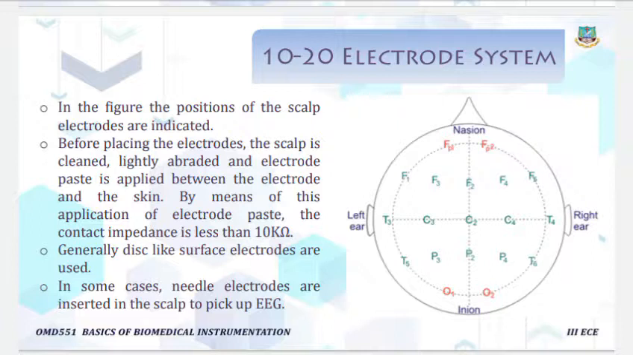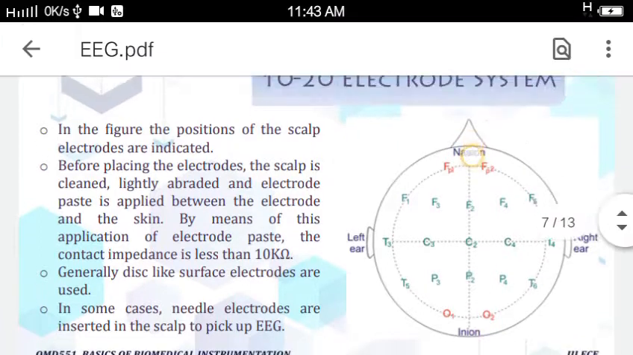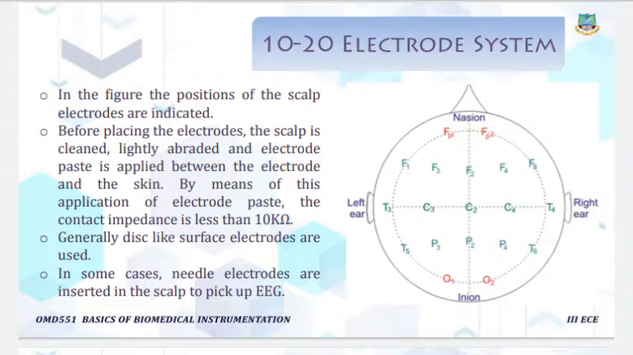Next, we have to mark the points along this nasion to inion distance. Along this distance we have to mark 10%. When we mark 10%, we get this place, then 20% distance, 20% distance, another 20% distance, then 10% distance. So these points are marked, and here we are not placing an electrode, but we have to mark it as FPZ. Just a reference point, just a point.